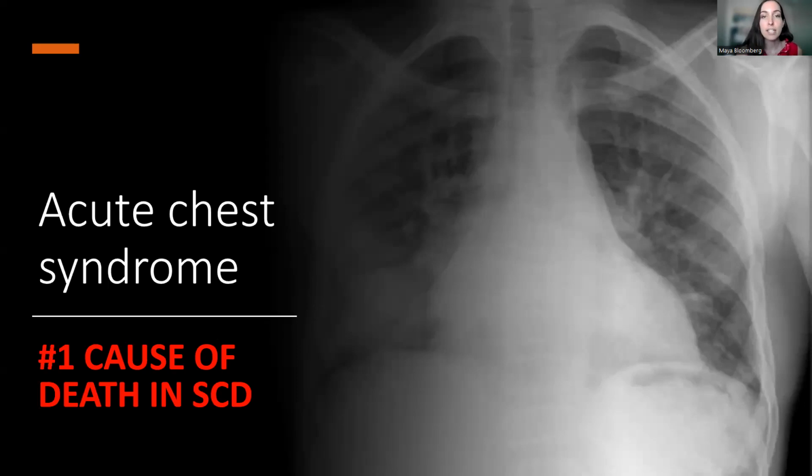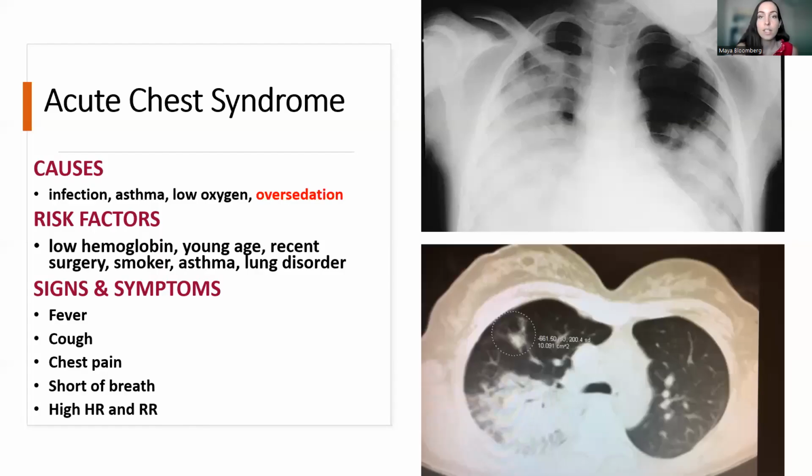So the first complication we are going to discuss, or I guess second, because VOCs was the first one, is acute chest syndrome, which, if you didn't know, is the number one cause of death in sickle cell. Acute chest is basically a constellation of symptoms like having fever, shortness of breath, low oxygen, with radiographic evidence of pneumonia or consolidation. So this could be from X-ray or CT scan.